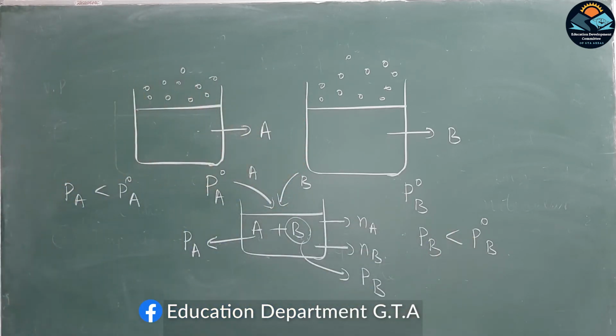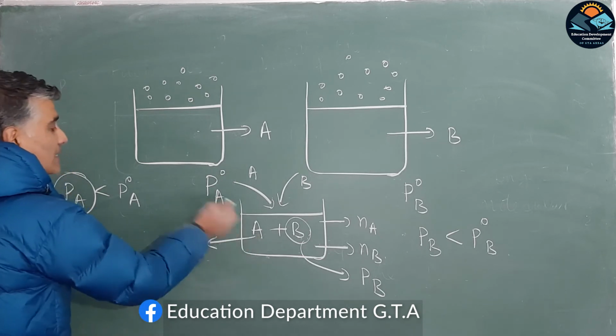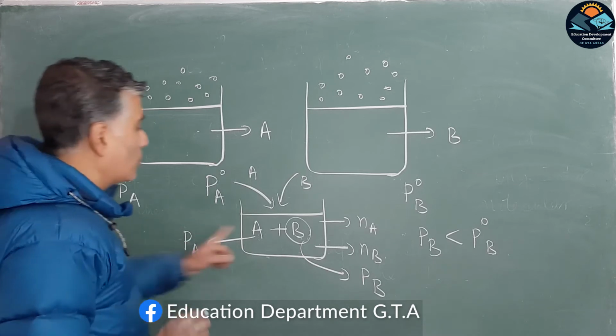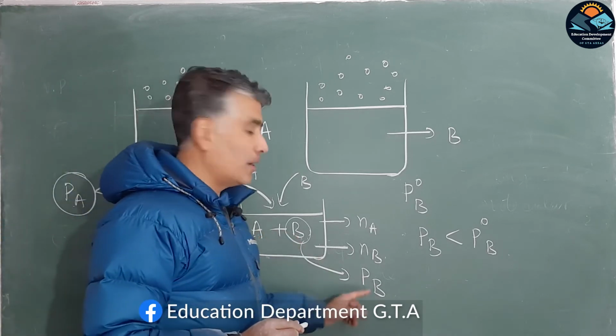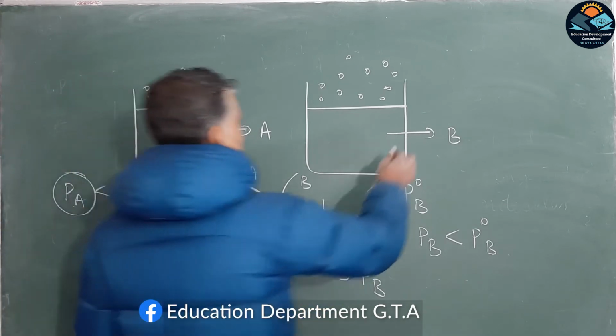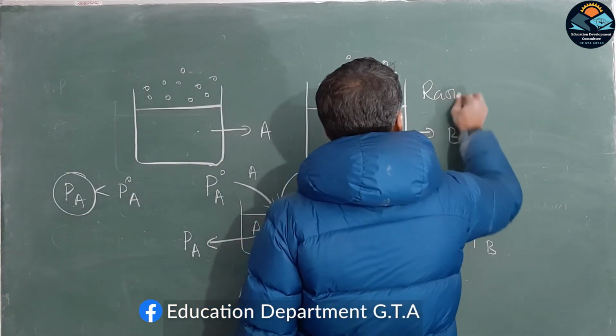I know that. But how much is exactly PA? I know that PA, the vapor pressure of A in the mixture, will be less than when it was in pure state. I know that much. But how much exactly is PA? I don't know. Similarly, I don't know what the vapor pressure of B is in the mixture. So for this, we have a law called Raoult's law.